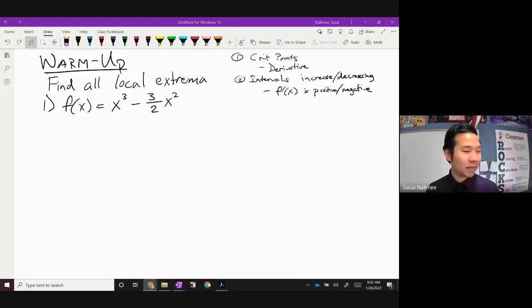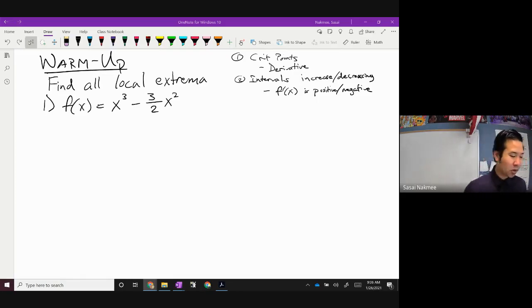Okay, so before we get started on our warm-up today, let's just do a quick refresher on how we're supposed to find local extrema. There's a lot going on there, right? You really have to find these critical points, because that's usually where your extrema occur, your maxes and your mins.